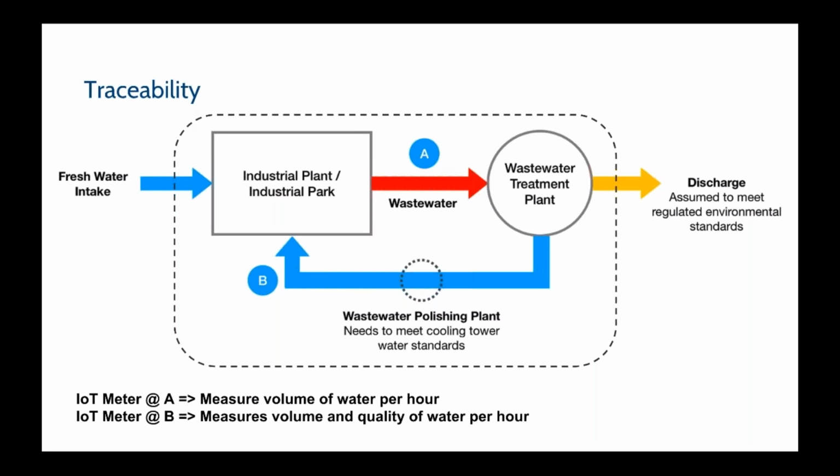And the reason we measure quality is because the wastewater treatment plant basically needs to do certain treatment of the water so that the water meets a minimum quality standard before the water goes back into the recycling process. So if we look at the measurement by B, that is basically the water quality standard that it needs to meet.